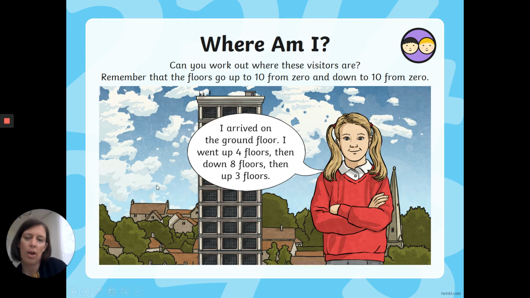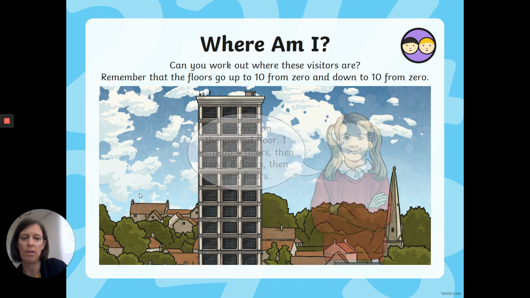Okay, so she went in the ground floor, she went up 4 floors, so she'll be on number 4. Then she went down 8 floors, so then she would have been on -4. And then she went up 3 floors from -4, so she would have been on floor -1. Well done if you got -1. Let's have a look at one more of these, quite tricky.